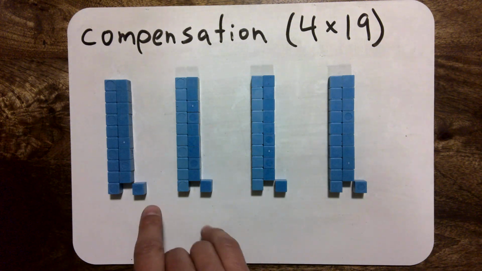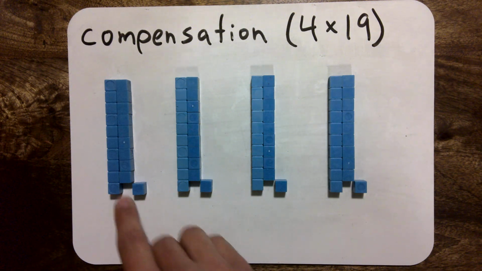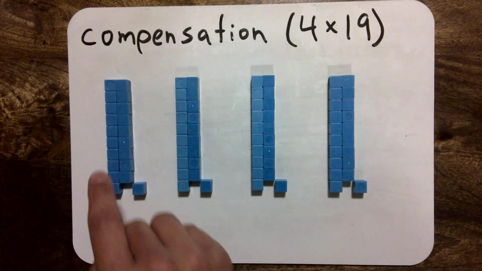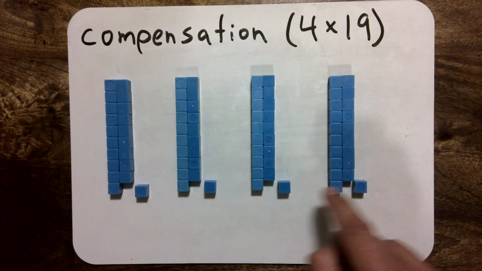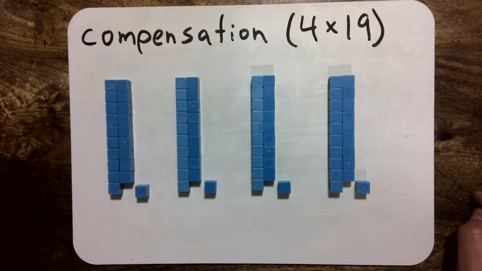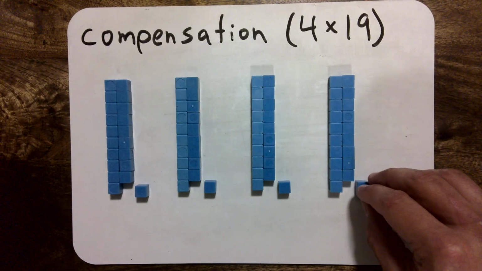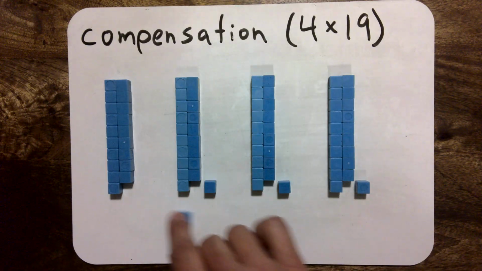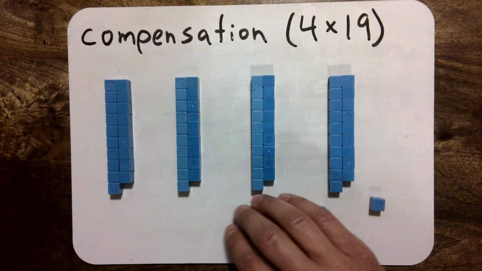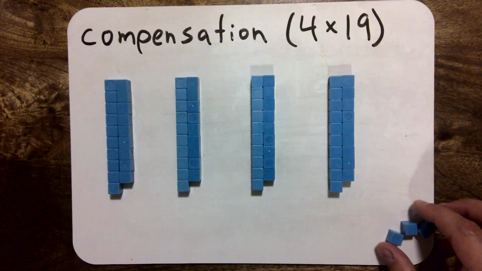But then what I need to do at the end here is recognize I don't actually have 4 groups of 20. I just have 4 groups of 19. So I had 1, 2, 3, 4 too many ones that I counted in here. Then I need to subtract 4 from this group of 80. So I'd subtract those 4 to see that I had 76.